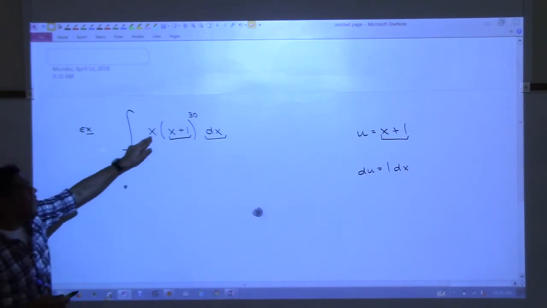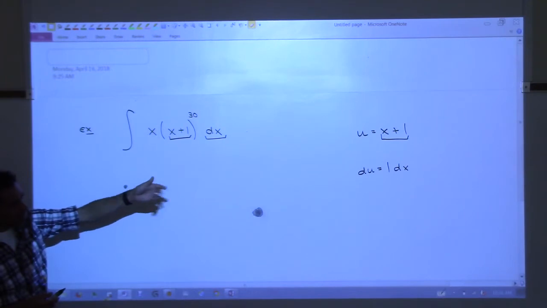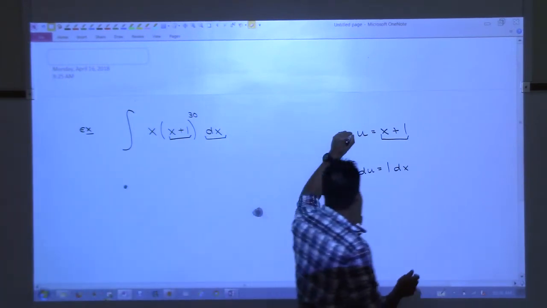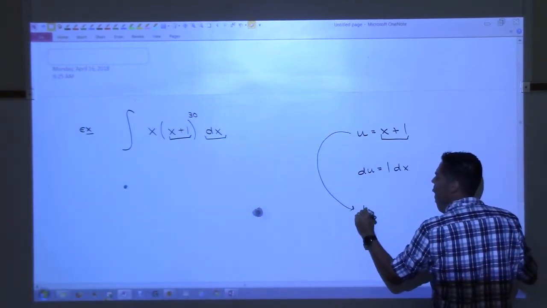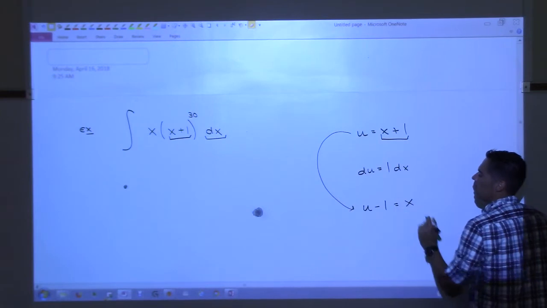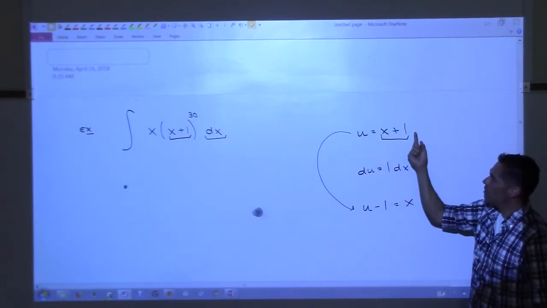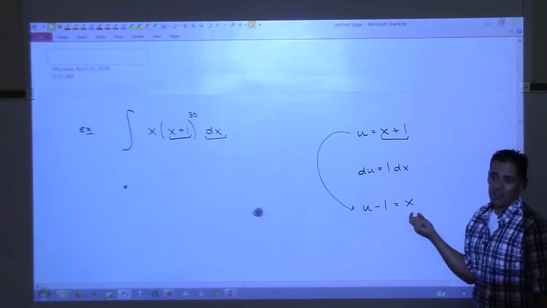So I need to also be able to replace this x. But I don't have anything for x, not exactly. What could I do though? Why don't we take this equation and just solve it for x? Isn't that the same thing? If I'm saying that u is x plus 1, then that means that u minus 1 is x. Now, does that help us?